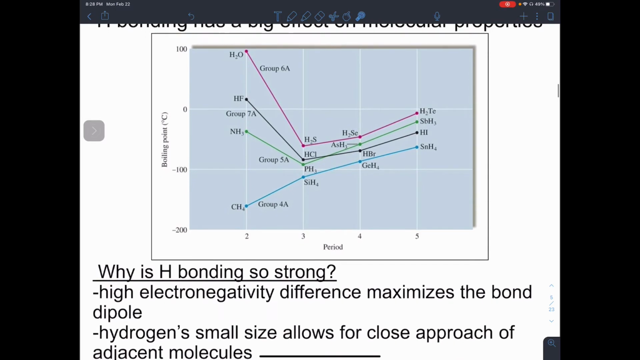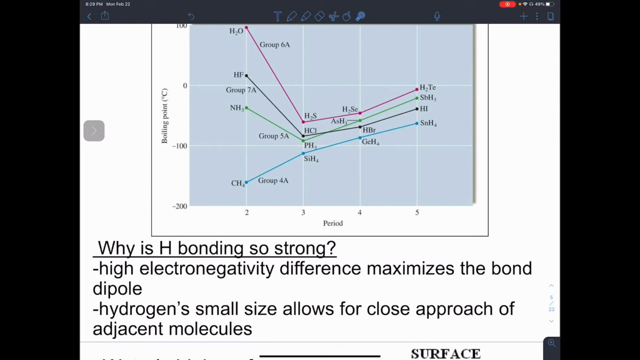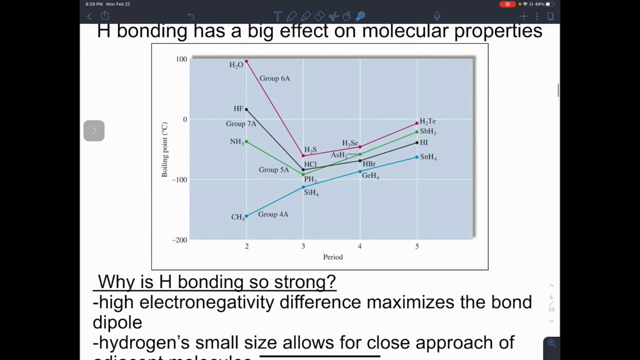Why is hydrogen bonding so strong? Number 1, the high electronegativity difference maximizes the bond dipole. When it's a hydrogen bond and it's got F, O, or N, that really maximizes the difference between the hydrogen and the other element. Number 2, hydrogen's small size also allows for a very close approach of adjacent molecules. So it allows the force to be acted upon because the molecules can get very close to each other.